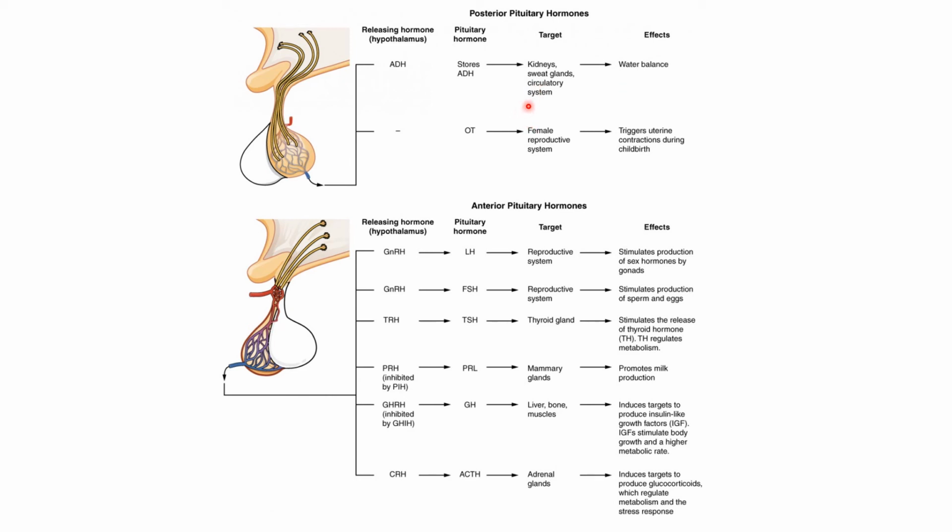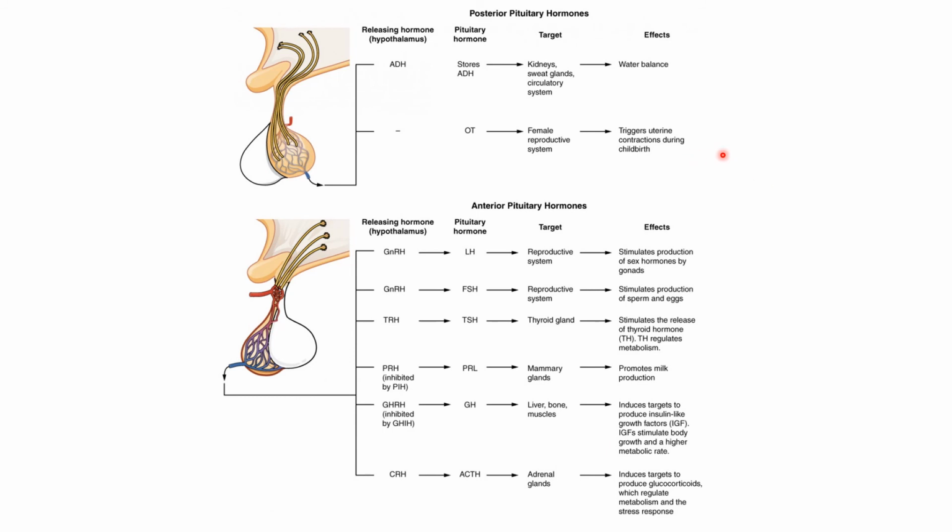It affects the kidneys, sweat gland, and the circulatory system. Oxytocin in the female reproductive system, so it triggers uterine contraction during childbirth. So you can see it's important in pregnancy as well. So we have here different effects. So you can see that the hypothalamus is important for all these effects.